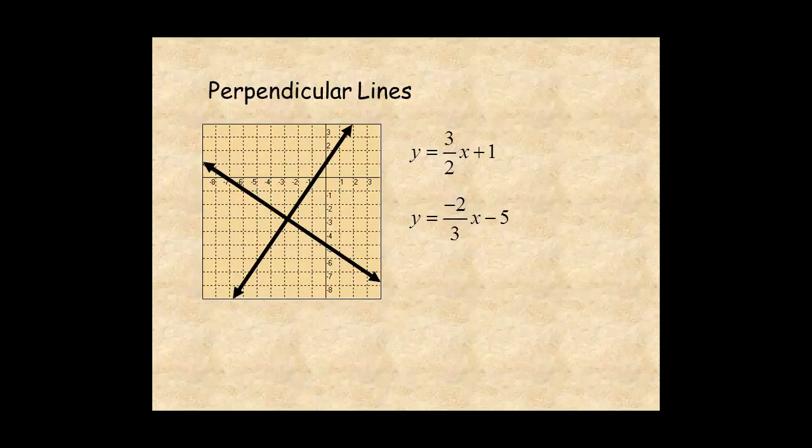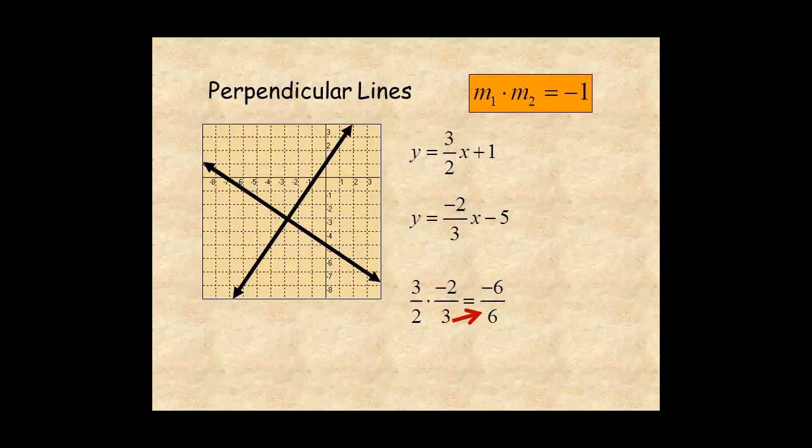There's another way to identify perpendicular lines. Lines are perpendicular if the product of their slopes is equal to -1. For this example, 3 over 2 times -2 over 3 is -6 over 6, which you can see equals -1. By the way, although these lines are perpendicular, they may not look perpendicular depending on the aspect ratio of your viewing screen.